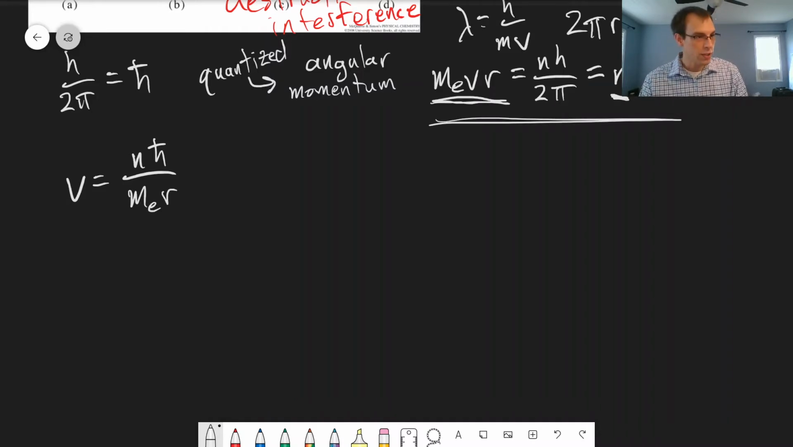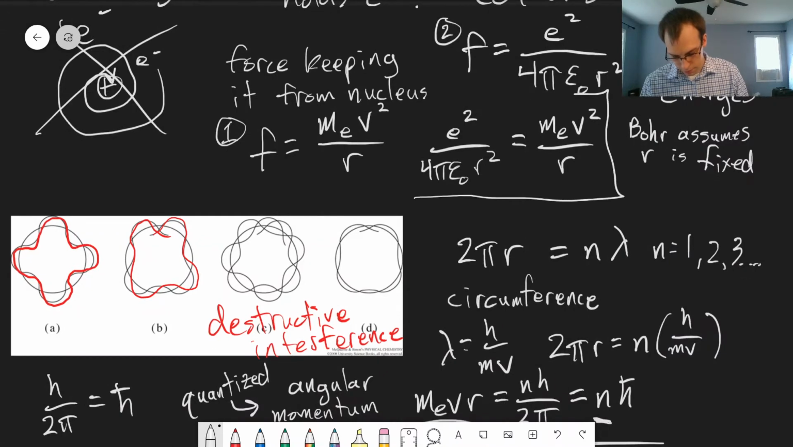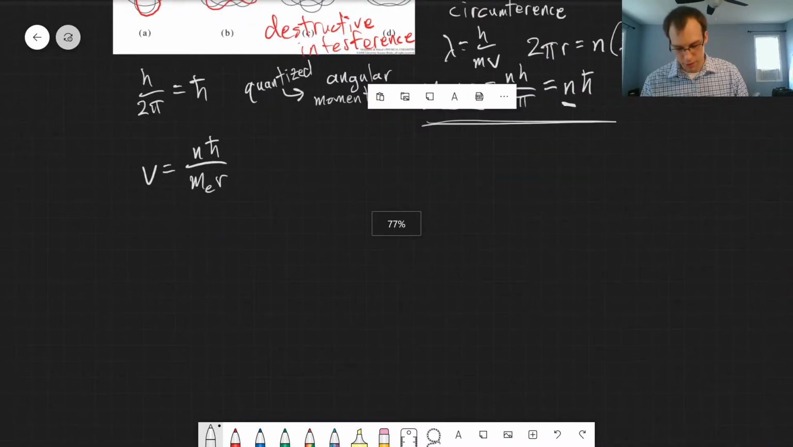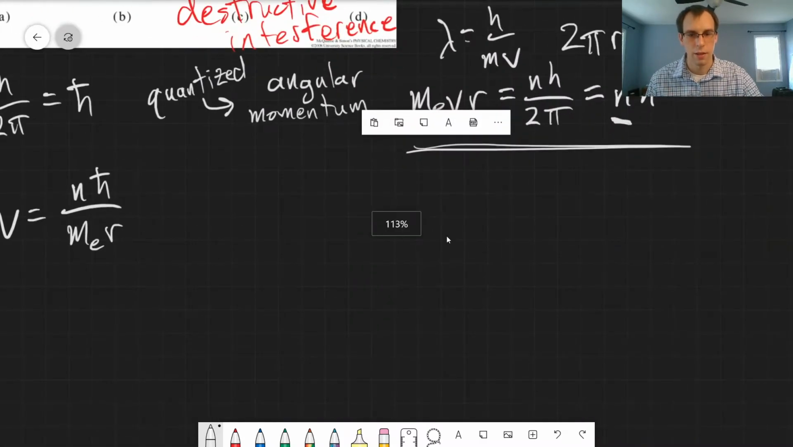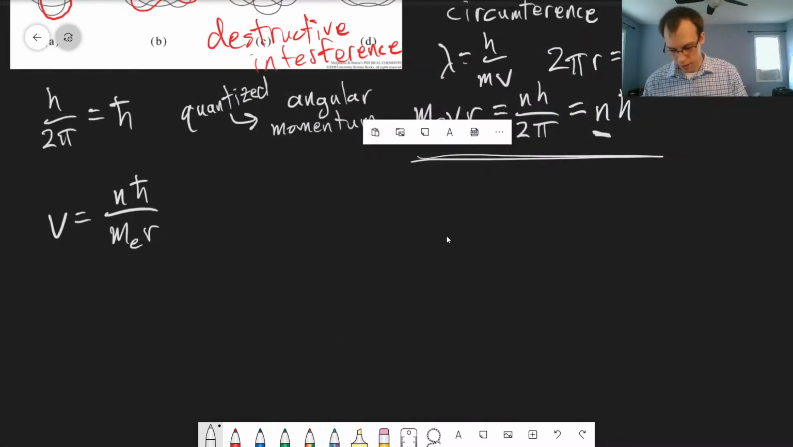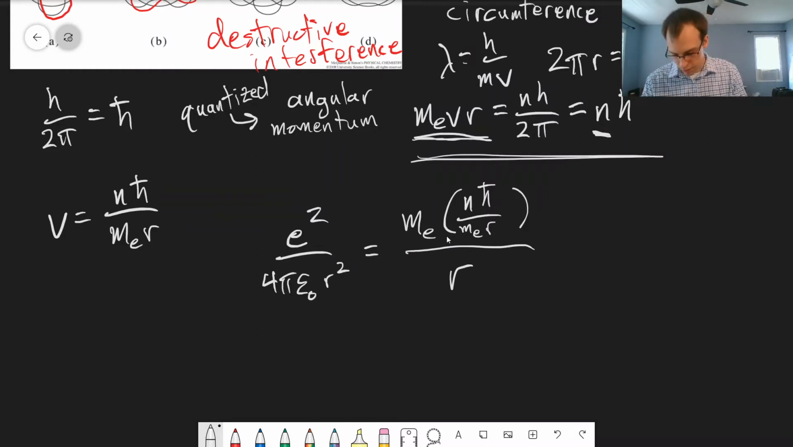And we can plug that into this equation up here. So now we know v, and we can make that substitution. And so we can say e squared over 4 pi epsilon naught r squared is equal to the mass of the electron times the velocity, which is n h bar over m_e r, divided by r. And so we can solve this for r.